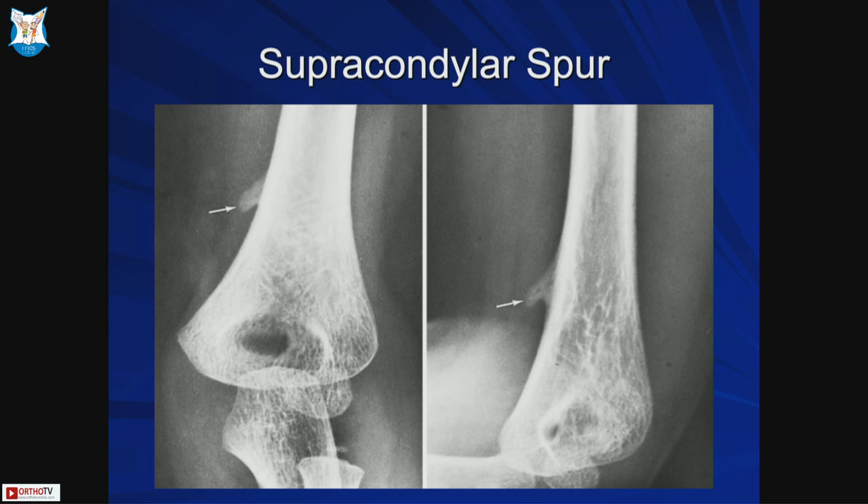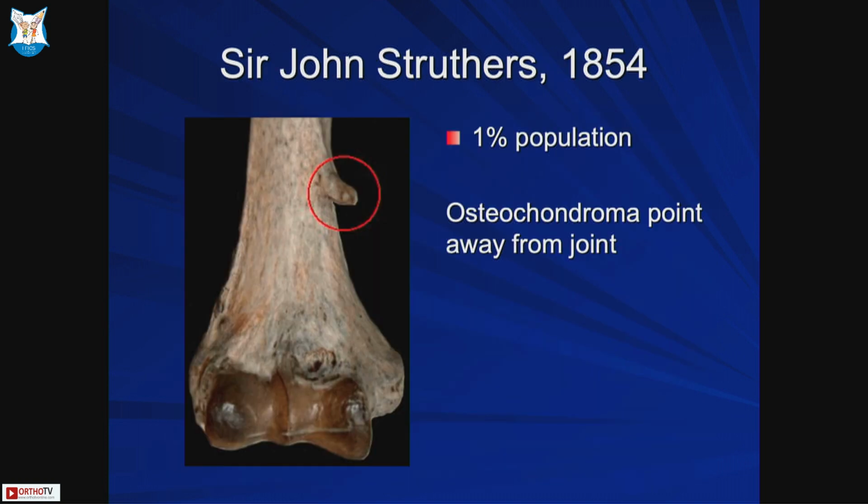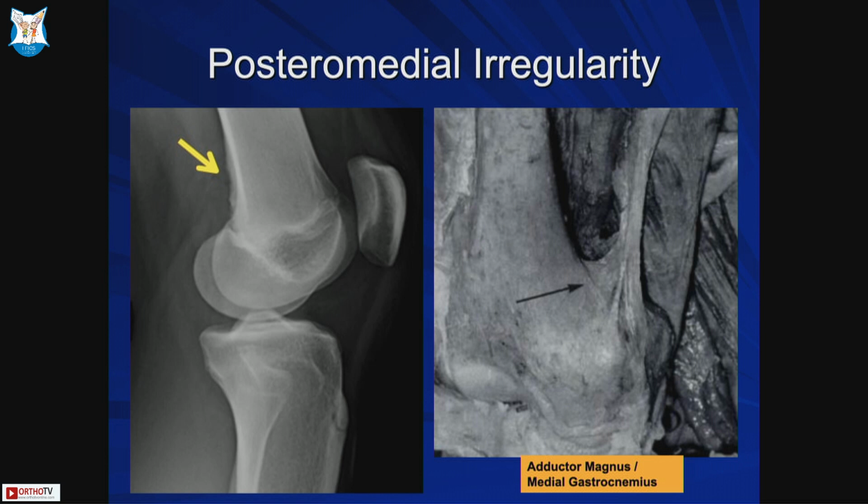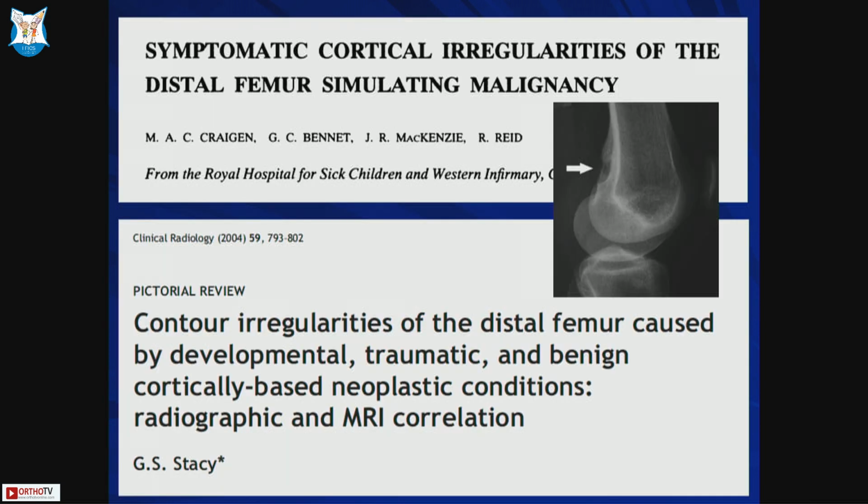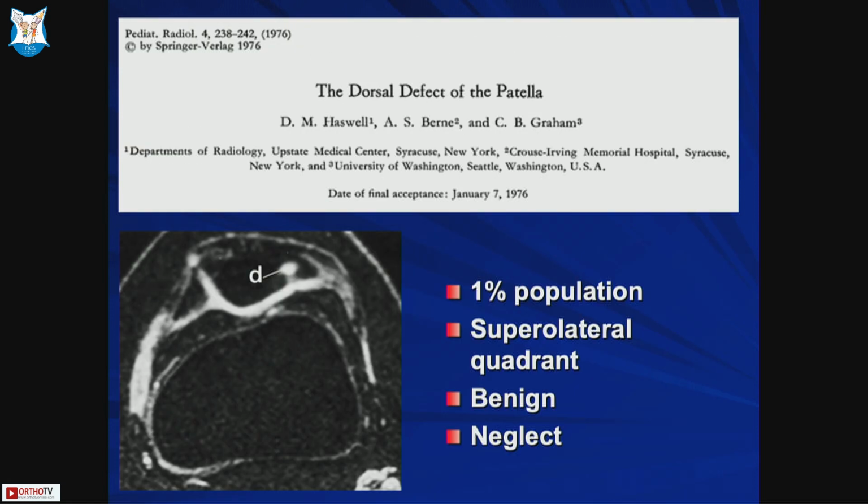Okay. We have this supracondylar spur that could be seen in certain patients. Now this you can see both in adults as well as in children, and it's a normal spur. It doesn't represent an osteochondroma, which usually points away from the physis. I'll just look at a couple of examples here for the posteromedial irregularity, because there is a confusion sometimes whether this is a neoplasm or not, and this is because of traction of the adductor and the gastroc. And there have been cases where it would simulate malignancy. For the sake of time, I'll stop here.